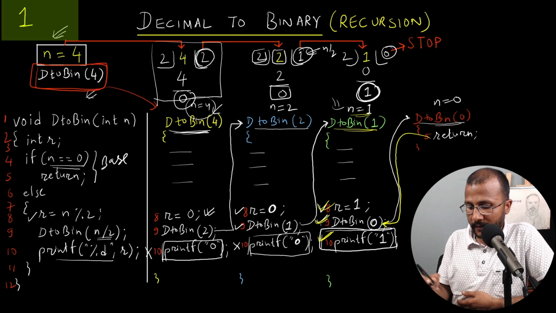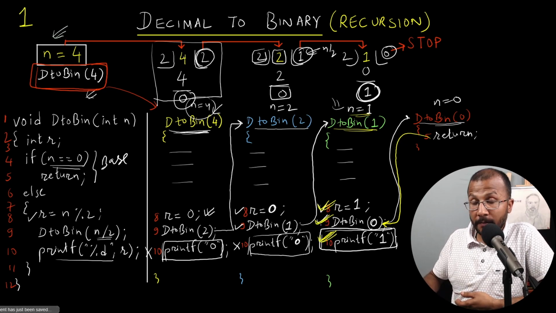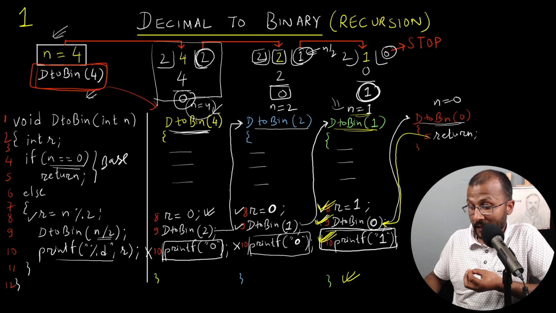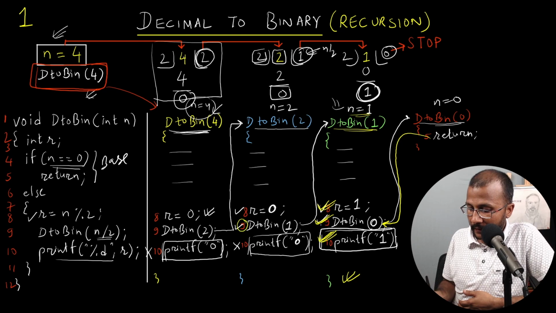So let me display 1 here. That means now line number 8 was already done, 9 was already done, 10 is also already done. So there is no other statement to be executed in this particular function instance. So it will reach the closing brace. That means this function is completely done now. Once this function is completely done, it will return the control back to the place where this function was called. Now this function was called from line number 9 of decimal to binary n equals 2. So the control will now go back to this place. So that means this line number 9 is done now.